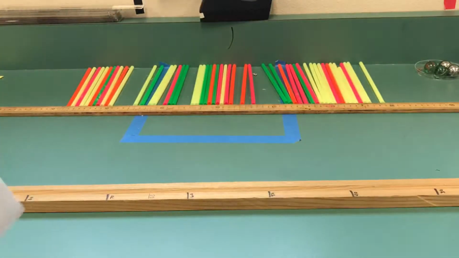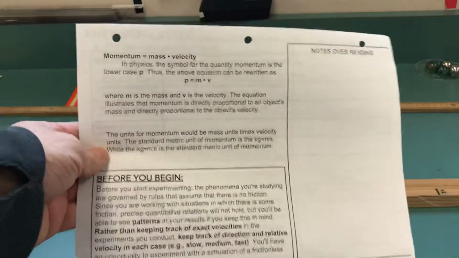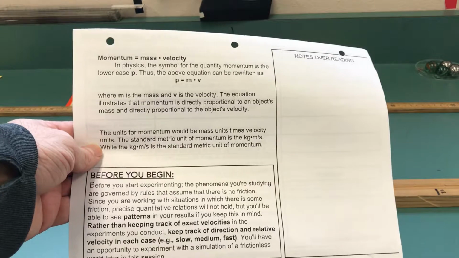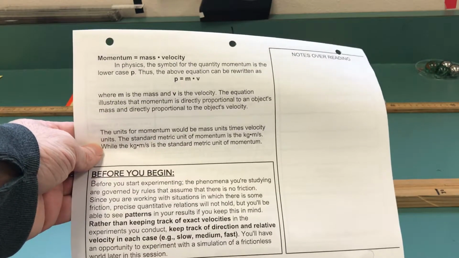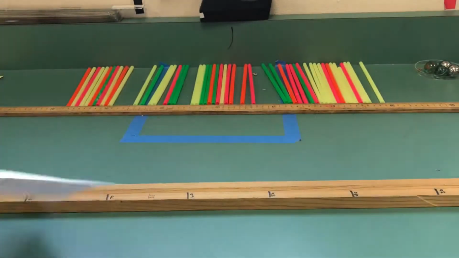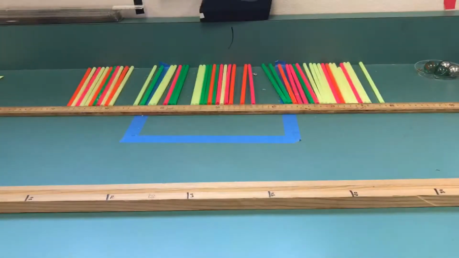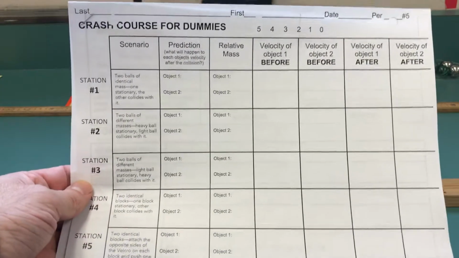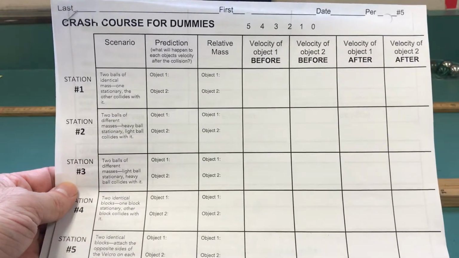If you haven't already done so, you should do some research on what momentum is using the reading. You can also Google momentum or CK12 or use other resources like our textbook in class to help you with what momentum is. And then once you've done that, you're going to do a lab where you keep track of some notes about momentum in each case.